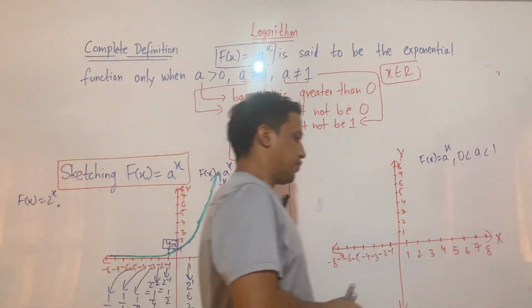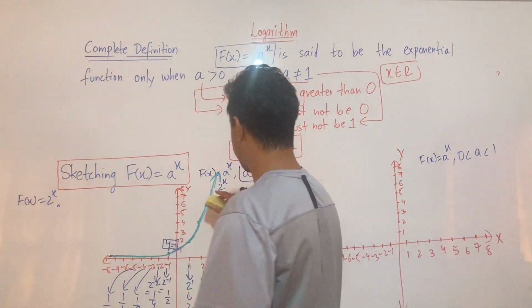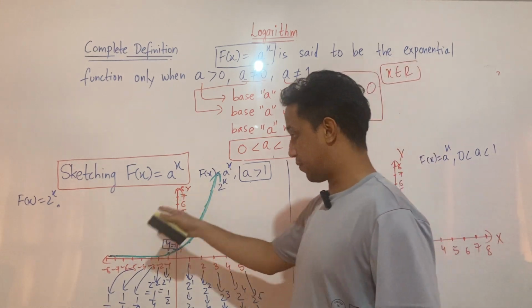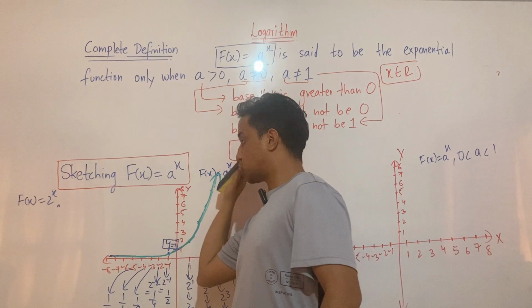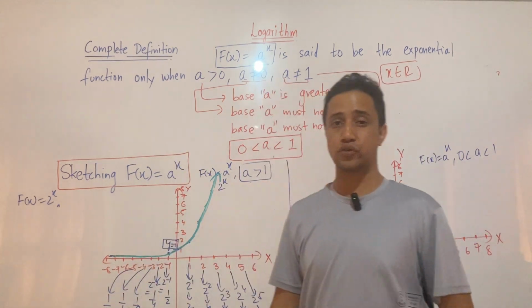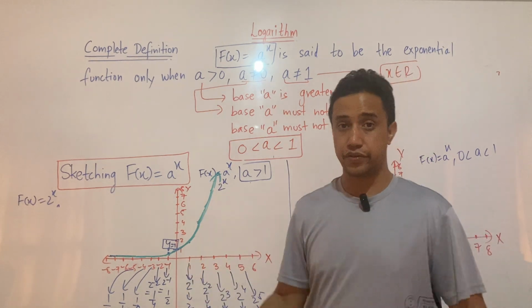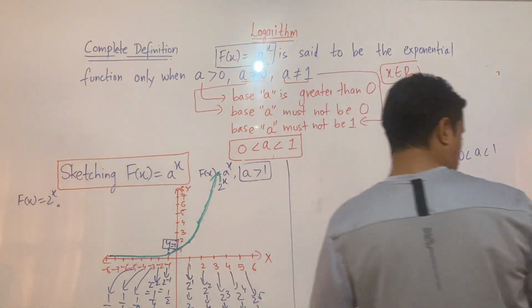So just remember, if you put a equal to 3 or 4 and then draw the graph, this part will get steeper, and the horizontal asymptote will tend more towards zero, but it will never be zero. All right, so I hope things are clear.